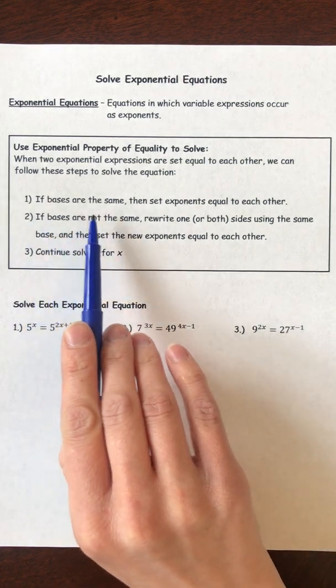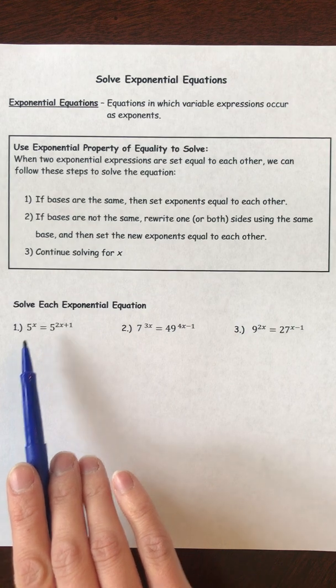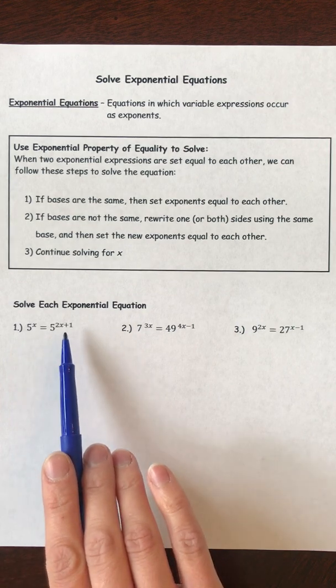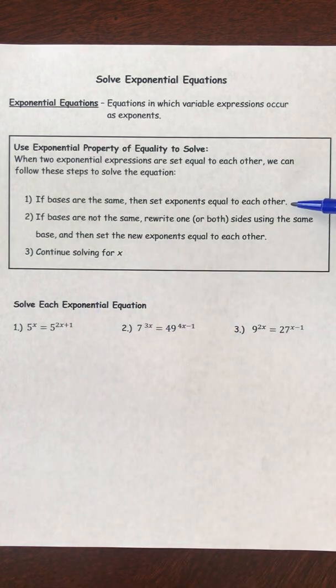So if the bases are the same, right? So if you have a base with an exponent equaling another base with another exponent, if those bases are the same, then all you have to do is set your exponents equal to each other and solve. If the bases are not the same, you might need to rewrite one or both sides of the equation using the same base, and then set the new exponents equal to each other. And then we're going to continue solving for x.